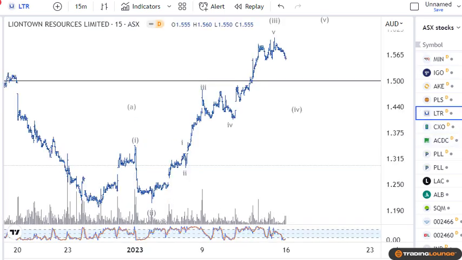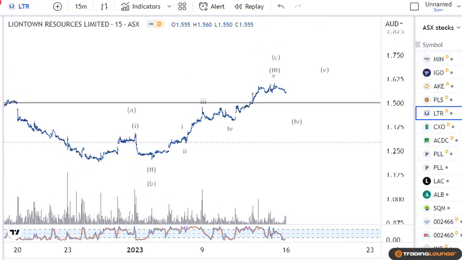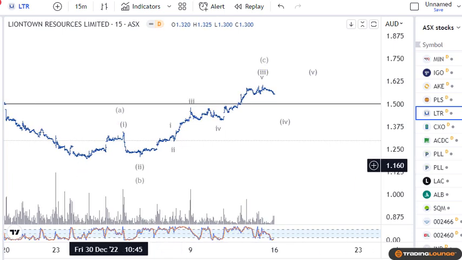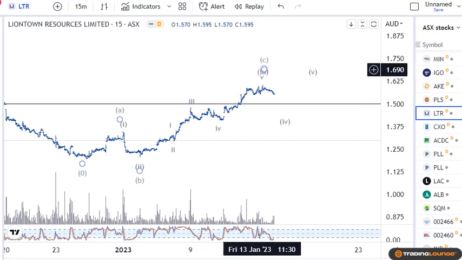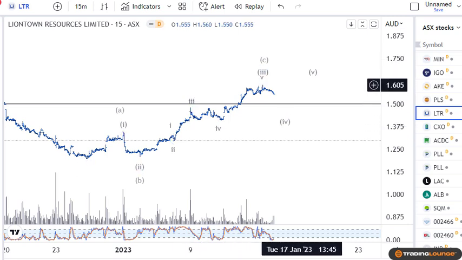Liontown is another one that we've been focused on a little bit. So first of all, we've had this as 5 waves. Now it can be wave 1 or wave A, so we need to be mindful of that. We've got 1, 2, 3, 4, 5 for 1 and 2 and 3 and 4 and 5 for the third wave. So we still need a fourth and a fifth here. A lot of them are like this. They seem to be at the top of their third waves.